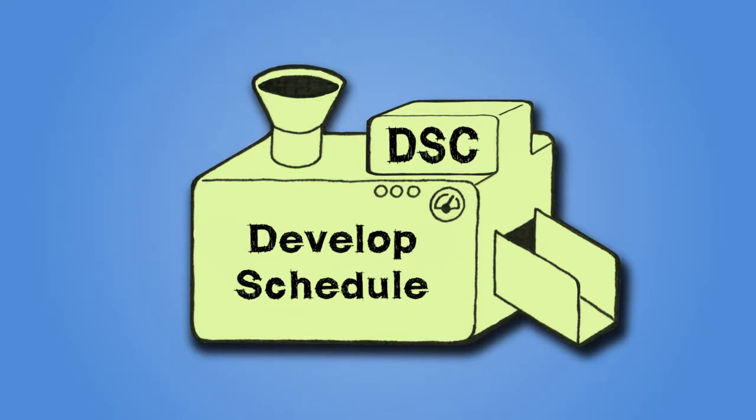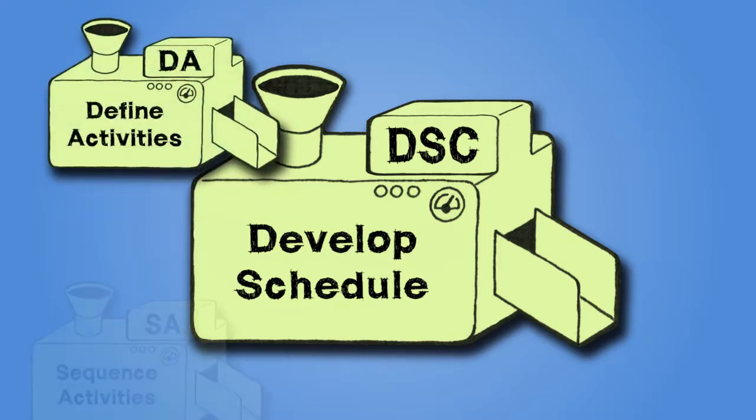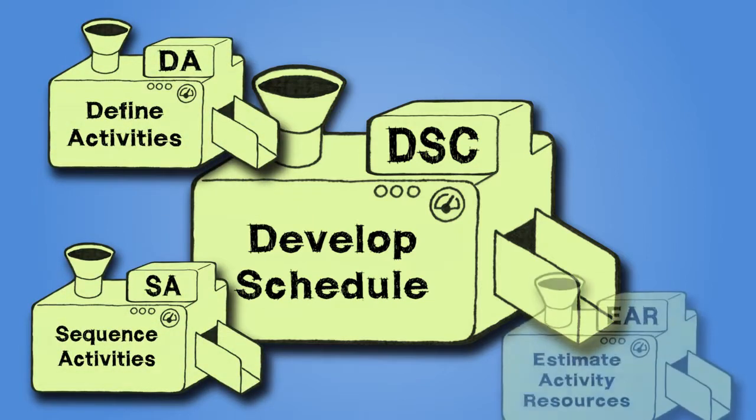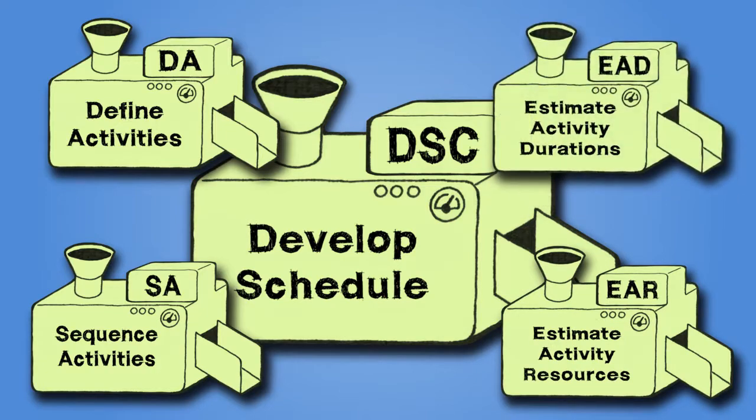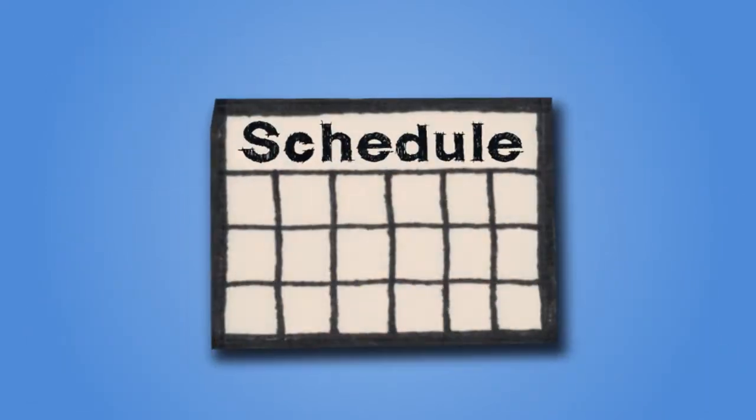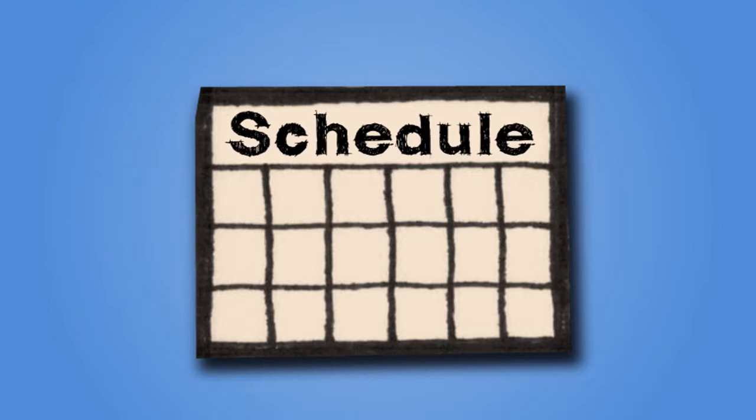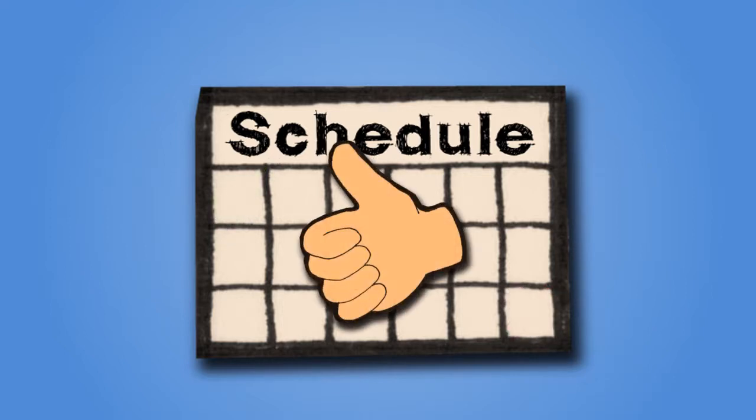The develop schedule process takes just about all the outputs from the define activities, sequence activities, estimate activity resources, and estimate activity durations processes and creates the project schedule. It determines the planned start and finish dates for the project activities based on the estimates completed in the other time management planning processes. Since it uses these estimates, it requires that all these other estimates are reviewed and revised in order to create an approved project schedule and a schedule baseline which is used for tracking the progress of the project.